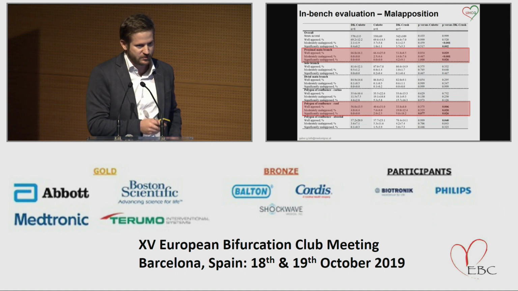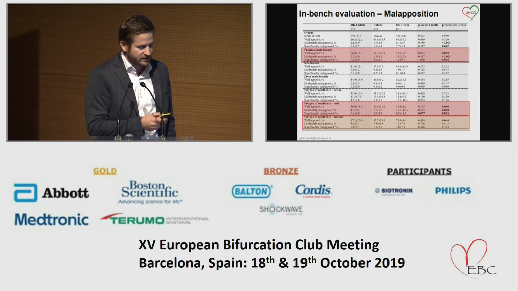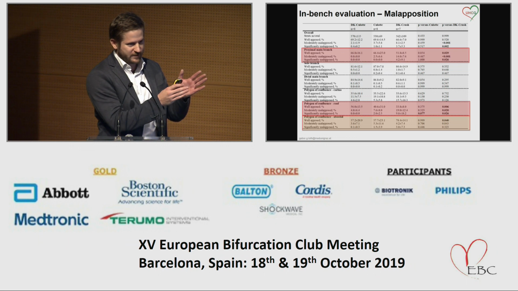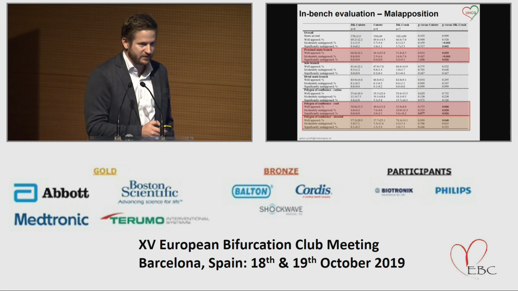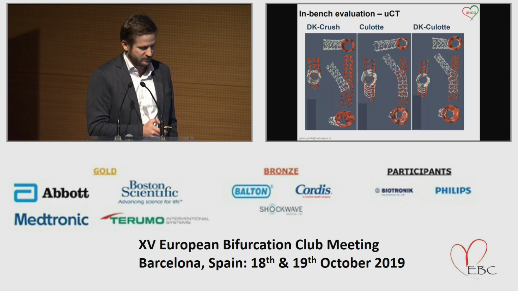Again, this is the transition zone to the triple layer in DK crush, where of course a good apposition is hardly expected. There was some difference in perfect apposition rate in the ostial side of the bifurcation, where Culotte and DK-Culotte performed worse as compared to DK crush. This is where the struts might be limited by the side branch stent, but importantly, there was no difference in moderate and major malapposition, so it was only the perfect apposition rate which was different.